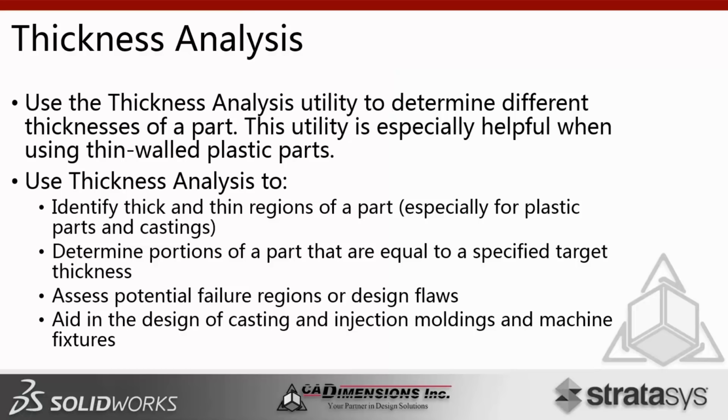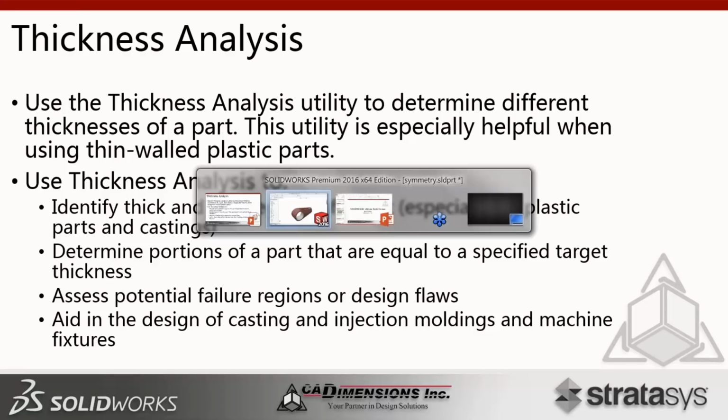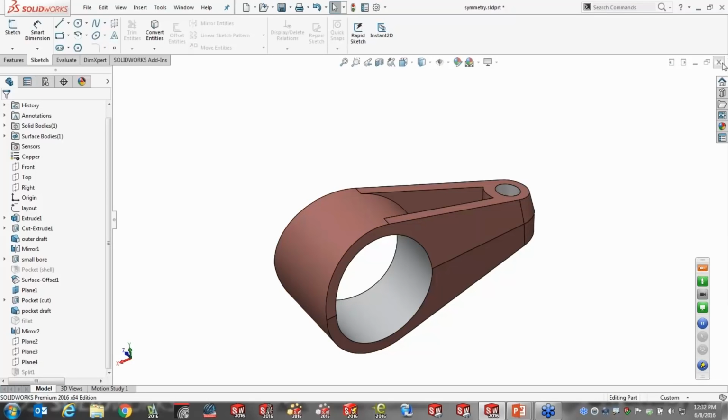Thickness analysis. This allows you to identify thin and thick regions, helpful for designing plastic parts where you're trying to hit a specified thickness target. Sheet metal parts, if you're importing somebody's sheet metal part, maybe from an IGES or a STEP, and it won't unfold, there could be an issue with the part being thick in some regions, so not uniform thickness. And you can use thickness analysis to analyze this.